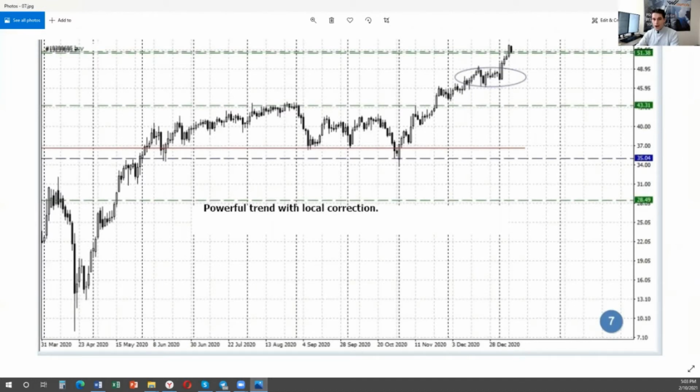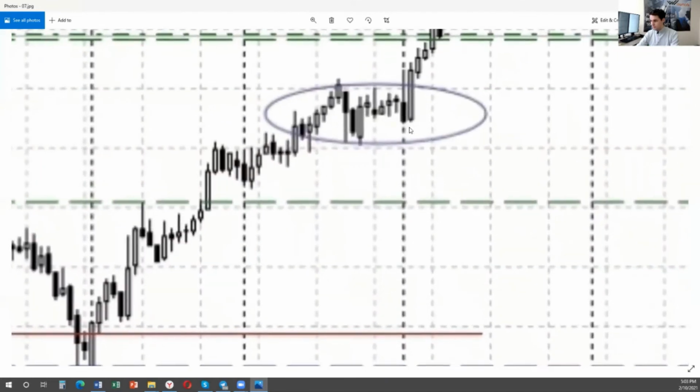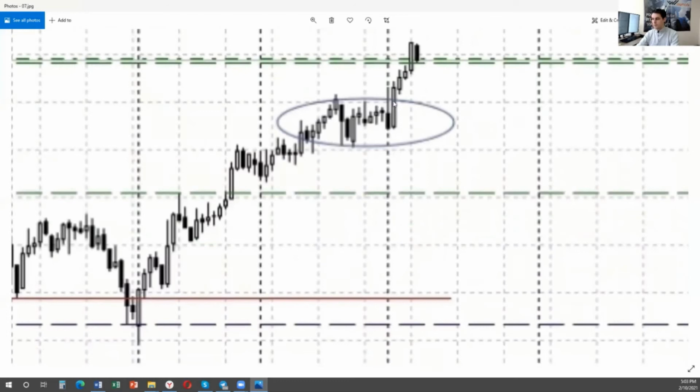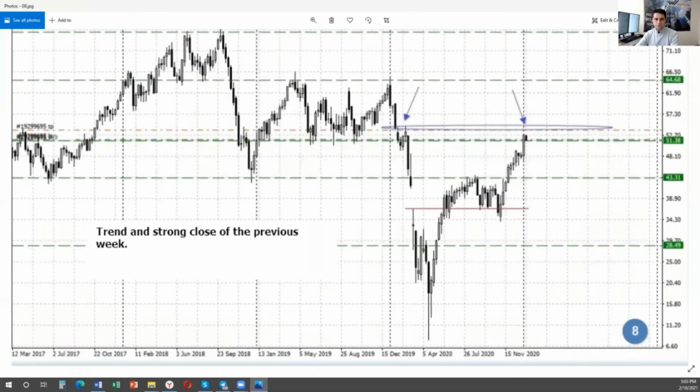Now you see how it all fits in with the global picture. On the daily chart, there is a powerful trend and a local correction. The weekly chart also shows an impressive trend and move and a strong close from the previous week. What else do you need to be happy?